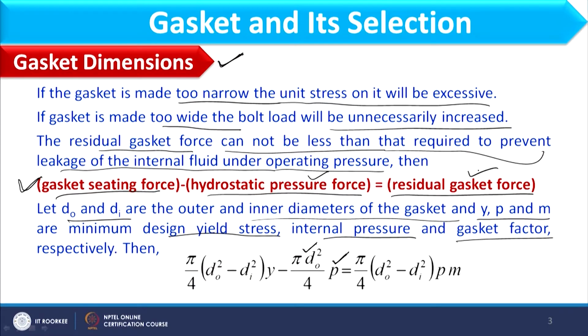And further, the residual gasket force depends on the residual gasket stress, which would be P into M. M is the gasket factor, and if you remember, we defined M as gasket stress divided by internal pressure. So, gasket stress would be P into M, and that will act on the cross sectional area of the gasket. Therefore we have considered pi by 4 into (DO square minus DI square).